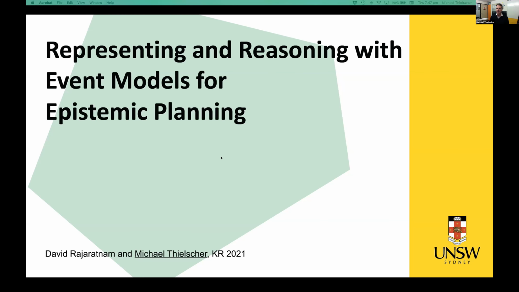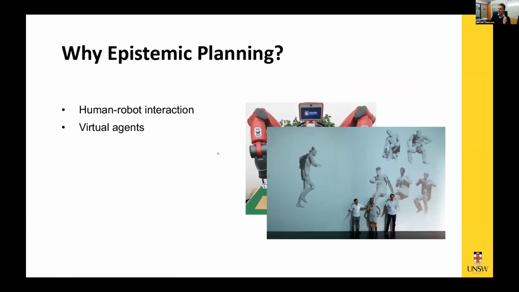This talk is about a variation of classical planning, epistemic planning, which is concerned with multi-agent systems, where agents have to not only reason about what they know and what they don't know, but also what other agents that they might be collaborating with know and don't know. Why could we be interested in epistemic planning?